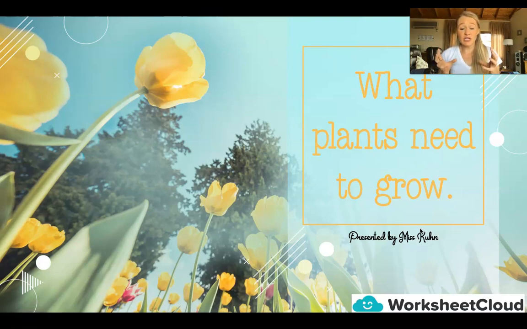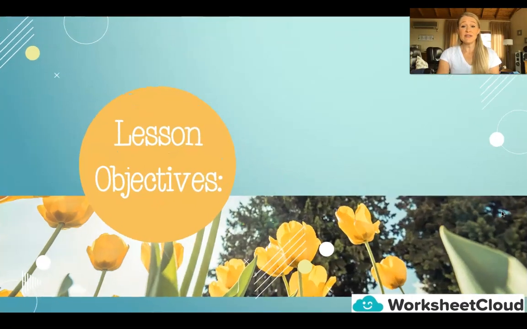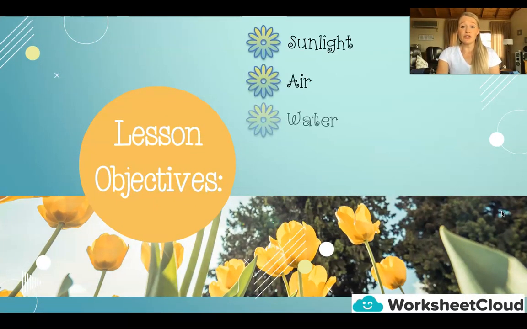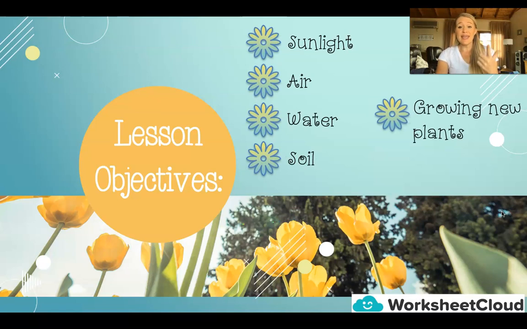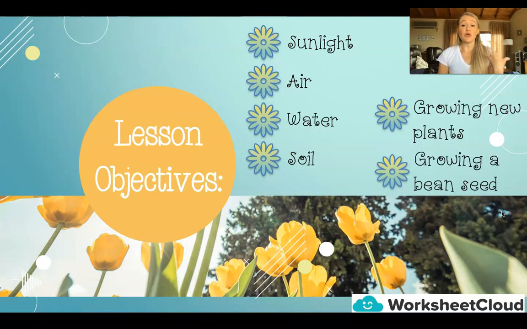Now today I'm going to be referring to a lot of the information that we learned from our lesson last week on plants during this particular lesson of what plants need in order to grow. Okay, so let's have a look what we're going to be looking at. We are going to look at sunlight, air, water, soil, then growing new plants, and then an activity on how to grow your own plant from bean seed, or actually any type of seed you've got at home for that matter. Okay, but we'll come to that.